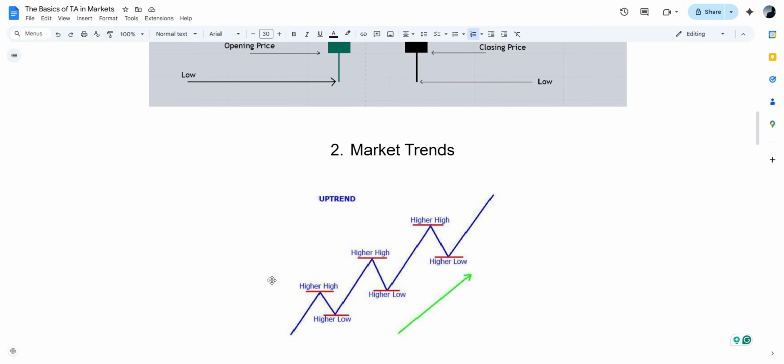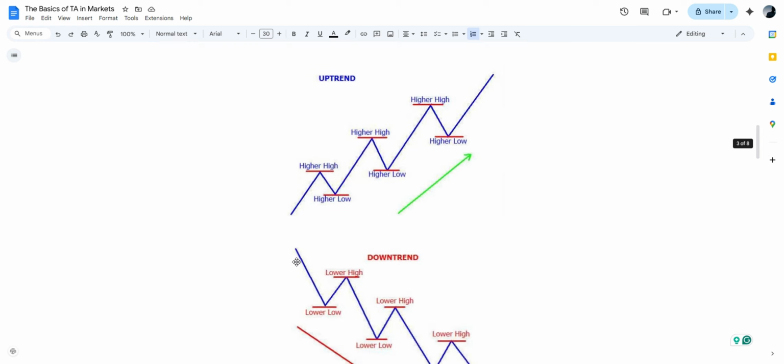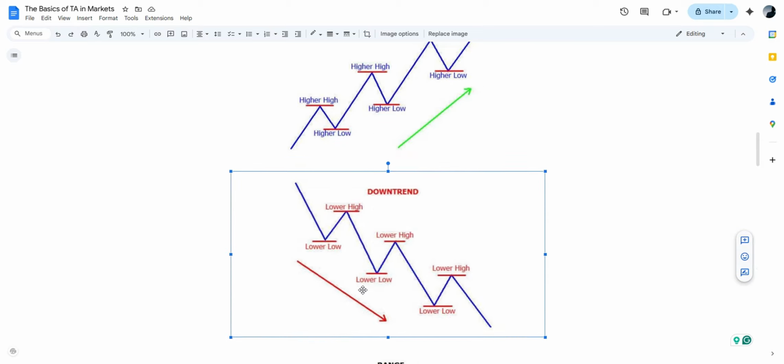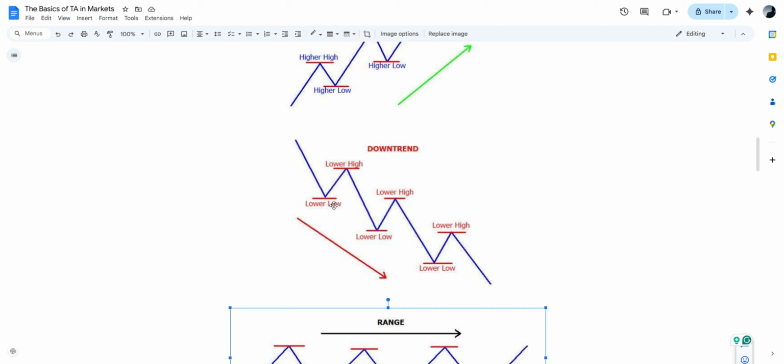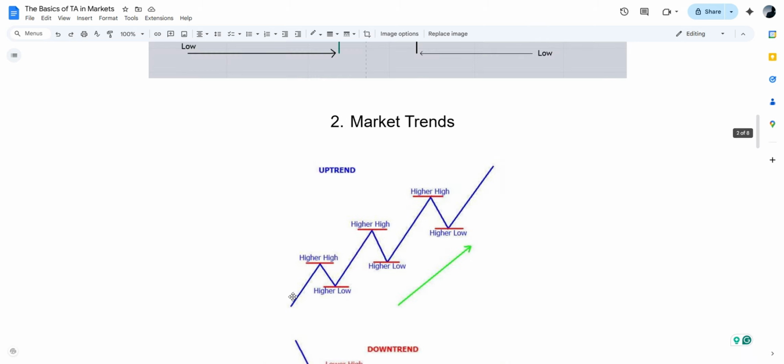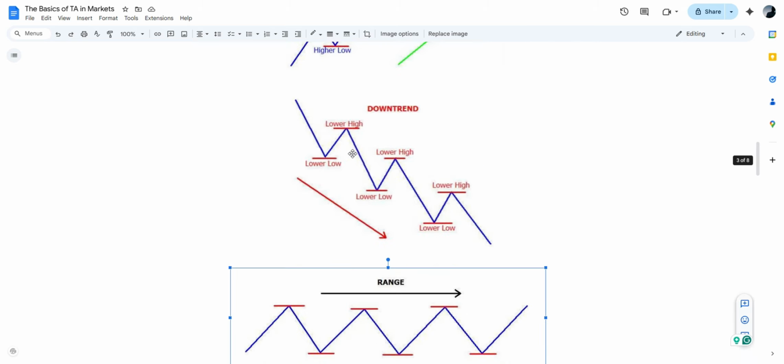So let's move on to another topic, market trends. The market moves in three trends. There are usually three types of trends: the uptrend, the downtrend, and range bound markets. In an uptrend, the market moves upside, making higher high, higher low, higher high, higher low. In a downtrend, the market makes lower low, lower high, lower low, lower high, and you can understand. So here the price is going upside, here the price is going downside.